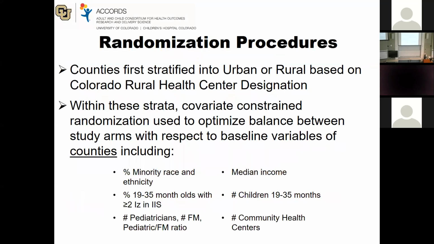We used a randomization procedure that I'm only going to touch lightly on because Miriam is going to go into some depth about this. But basically, since we are tackling this at the population level, we wanted to randomize whole counties. And with the recognition that urban and rural counties are really different in terms of how their medical care is delivered, we first stratified them.